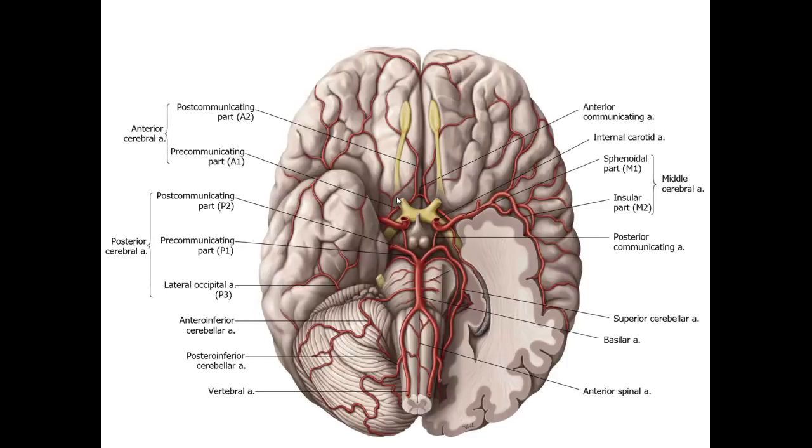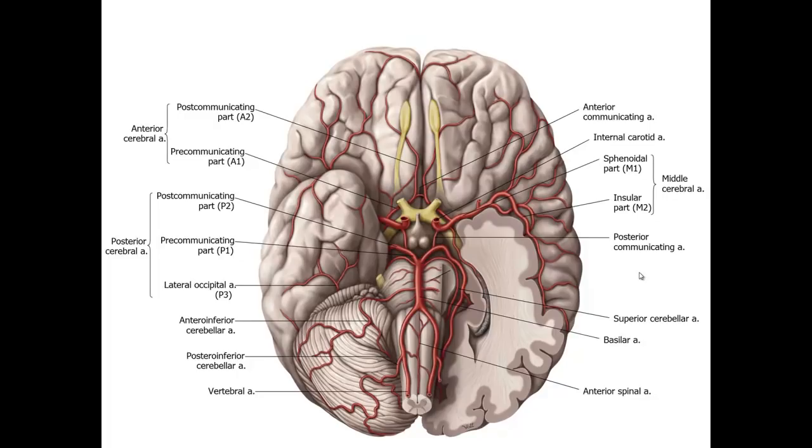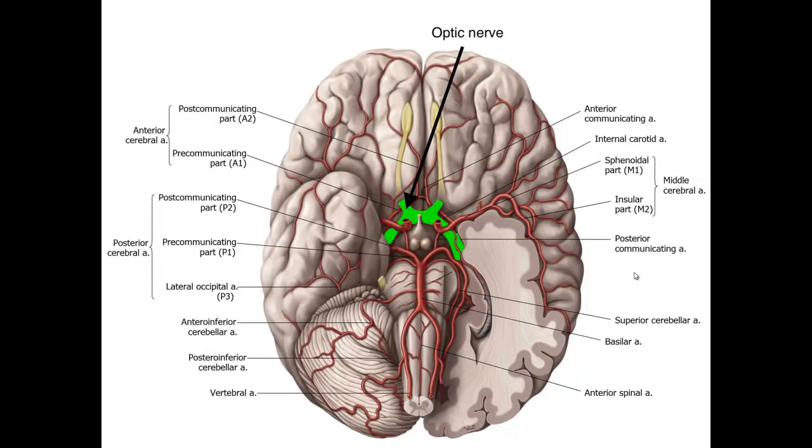Now we're going to look at the cranial nerves, and for the first two we're actually going to stay on the same picture. So our first nerve we're going to talk about is going to be our olfactory nerve. It's cranial nerve 1. So olfactory nerve is responsible for our sense of smell. It's going to be located on the inferior aspect of the cerebrum, as you can see here highlighted in green. The next nerve is cranial nerve 2, so our optic nerve.